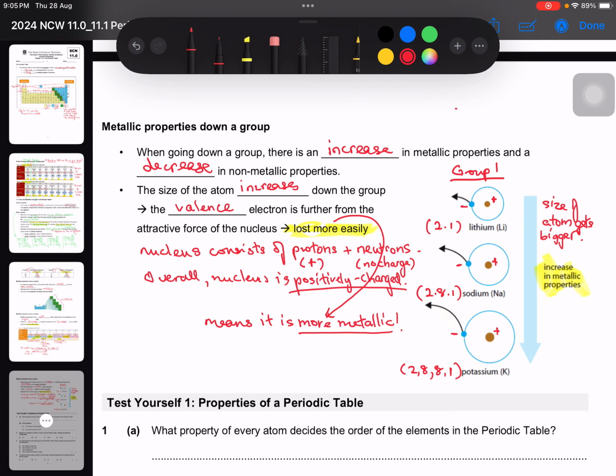Okay, so let's write out our conclusion. Potassium is the most metallic of the three because its valence electron is lost the most easily.